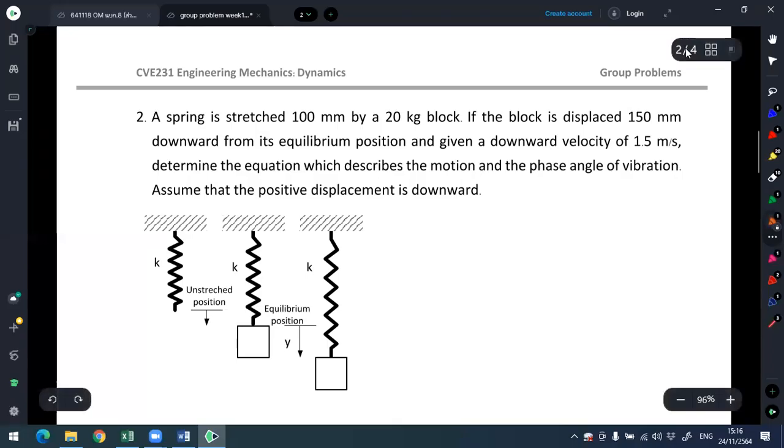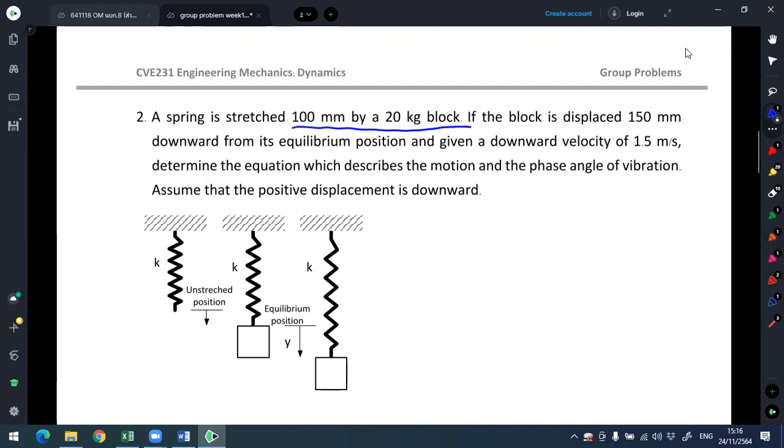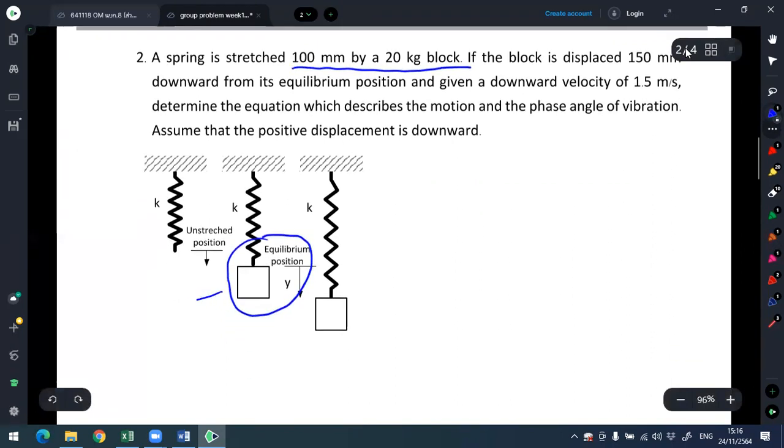From this example, a spring is set 100 millimeter by a 20 kilogram block. It means that this is where I define the equilibrium position. Okay, so this position is defined as the equilibrium position. The free body diagram is maybe like this.